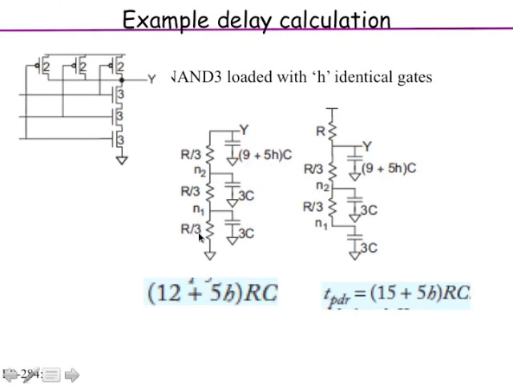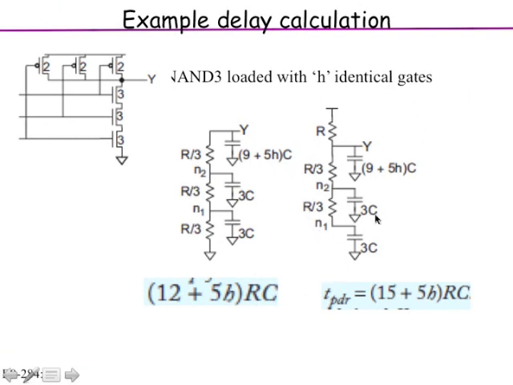So let us take this R by 3 times all the capacitances downstream of it. That is 3C plus 3C plus 9C plus 5HC. So 9 plus 3 is 12, plus 3 is 15. So R by 3 times 15 is 5RC. And then this R by 3 times 12, which is 4RC, plus this R by 3 times 9, which is 3RC. So that becomes 12 plus 5H RC.